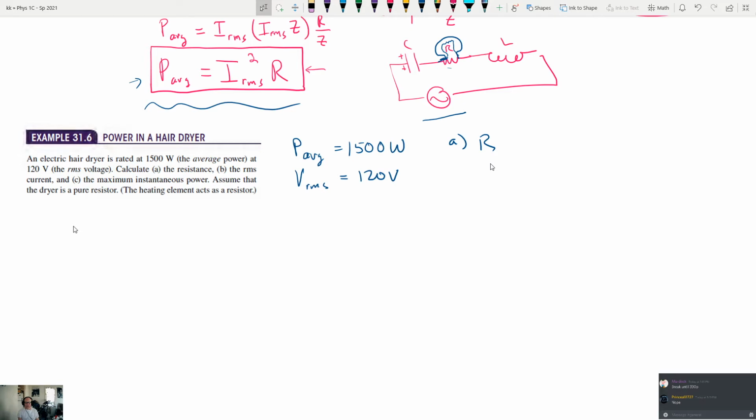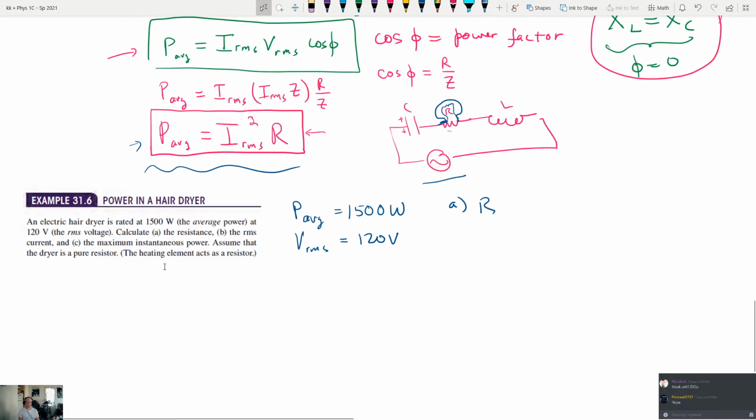So to calculate our resistance, what should we do? We could just use the equation right above. Which one? Or, well, we're going to need, it looks like the first one, I RMS, V RMS. How are we going to find cosine phi? Yeah, about that.